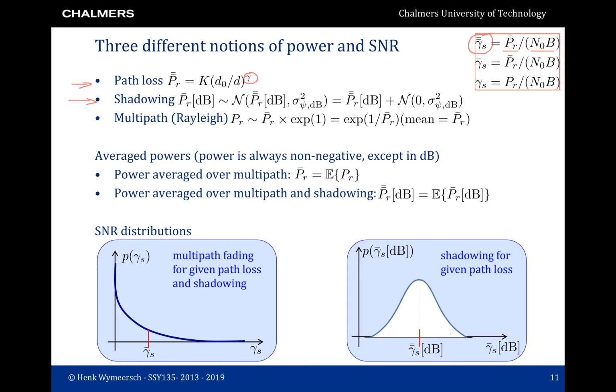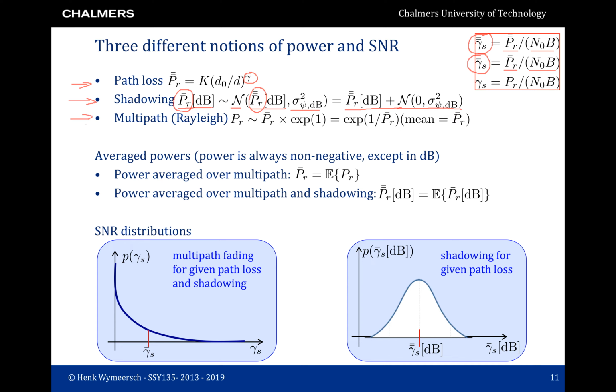Secondly, we have the power after shadowing. The power after shadowing in dB has a Gaussian distribution with a mean given by the power in dB due to path loss and a certain variance around that. So the power due to shadowing we denote by P_R bar, so there's one bar here. The mean is P_R double bar, the power due to path loss only. And we can also express this as the power due to path loss plus a zero mean disturbance with the same variance. With the shadowing power, we can also associate an SNR. The SNR after shadowing and path loss is denoted gamma_s bar, equal to the power after shadowing and path loss, P_R bar, divided by the noise power.